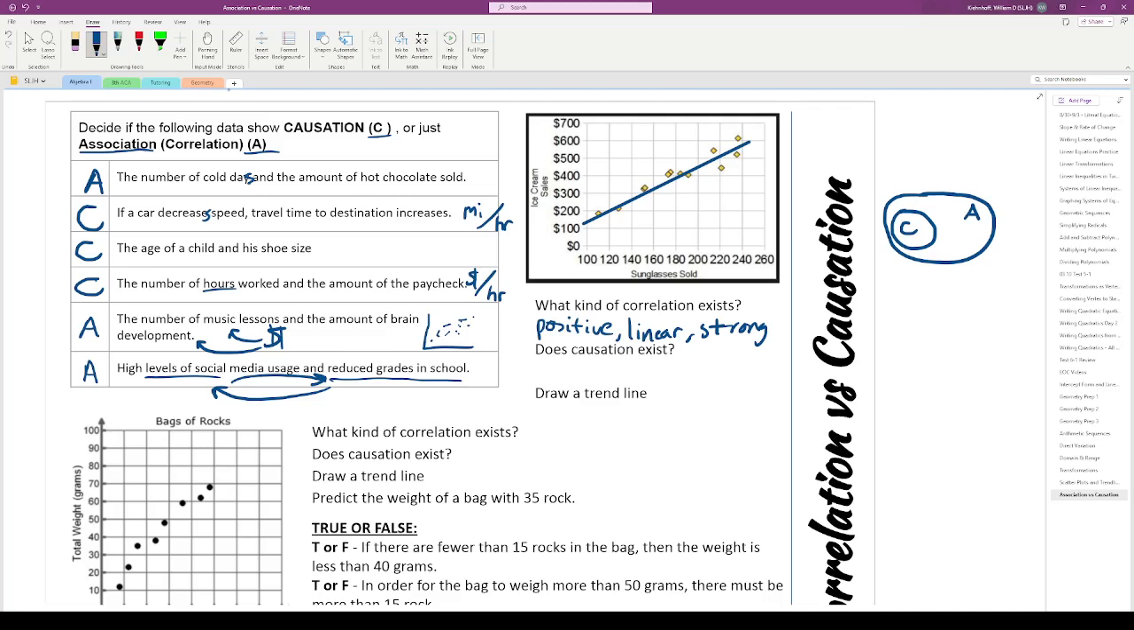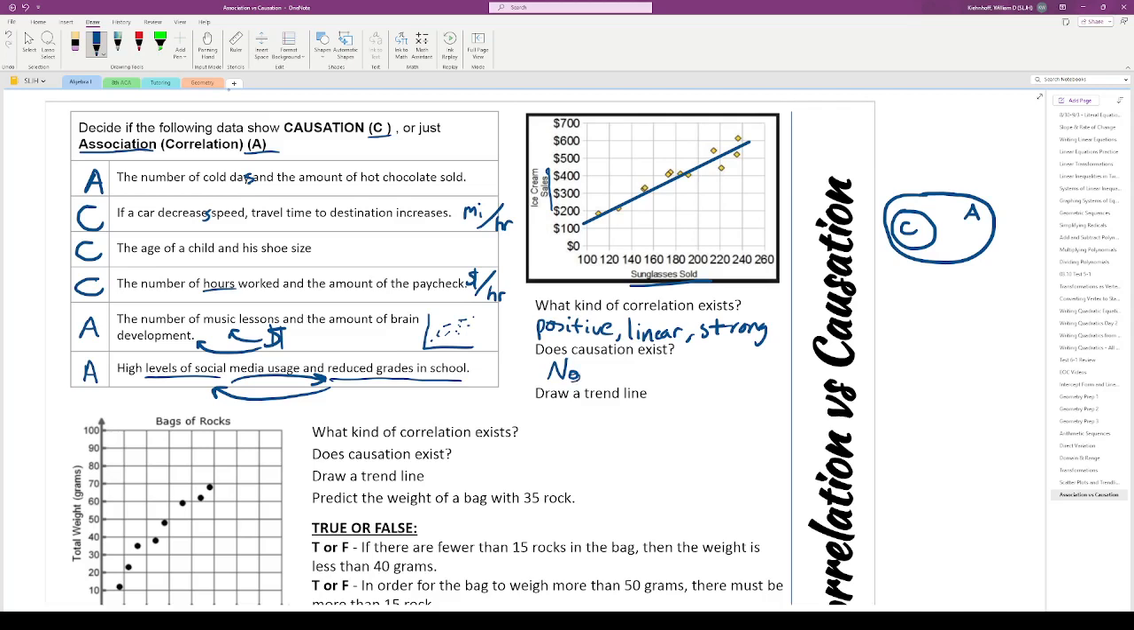Does causation exist? Sunglasses sold and ice cream sales. There's certainly no direct connection between those. So I would say no, there's no causation, because there's nothing that directly connects sunglasses to ice cream without making up a story to get from one to the other. Like, oh, it's hot outside, it's bright, people need to wear sunglasses, and people want to get ice cream. As soon as we start making up that story, then we're going to say, no, it's not direct cause and effect. Draw a trend line.